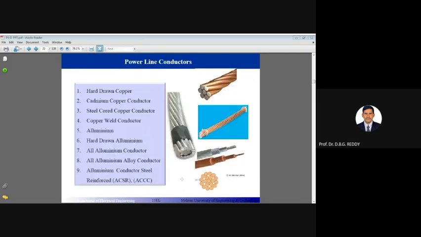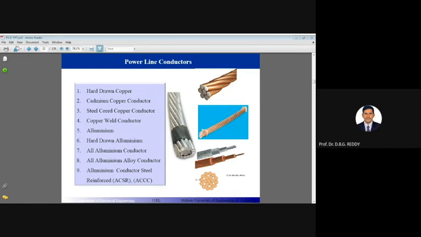Now, coming to our first unit, transmission line parameters. In the transmission line parameters, we have seen how you will choose the right conductor to transmit the bulk amount of power from the generating station to the load center. That conductor should have high conductivity and high mechanical strength.